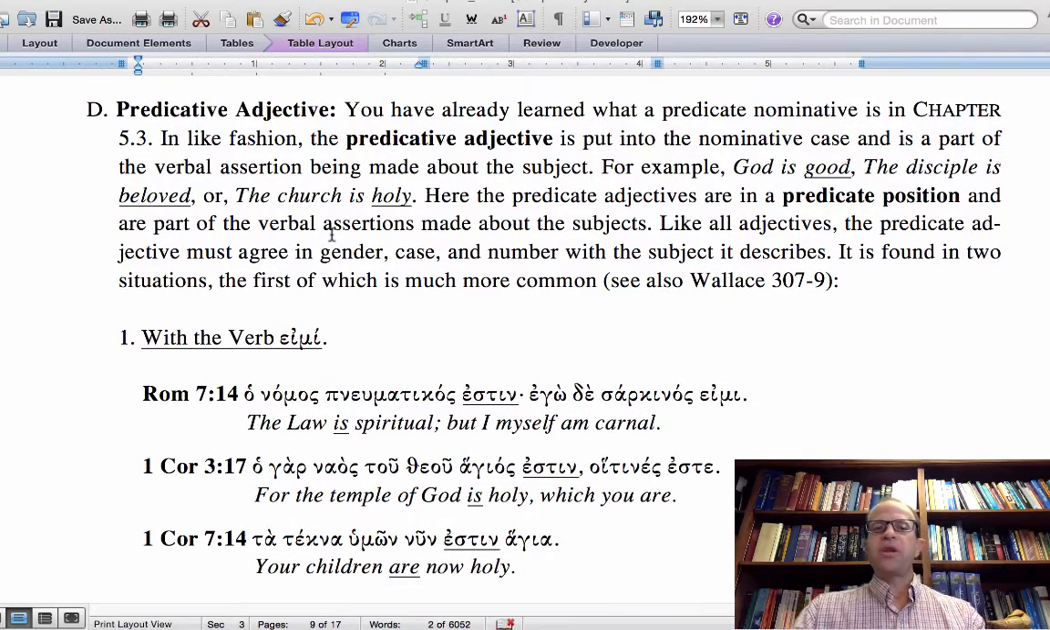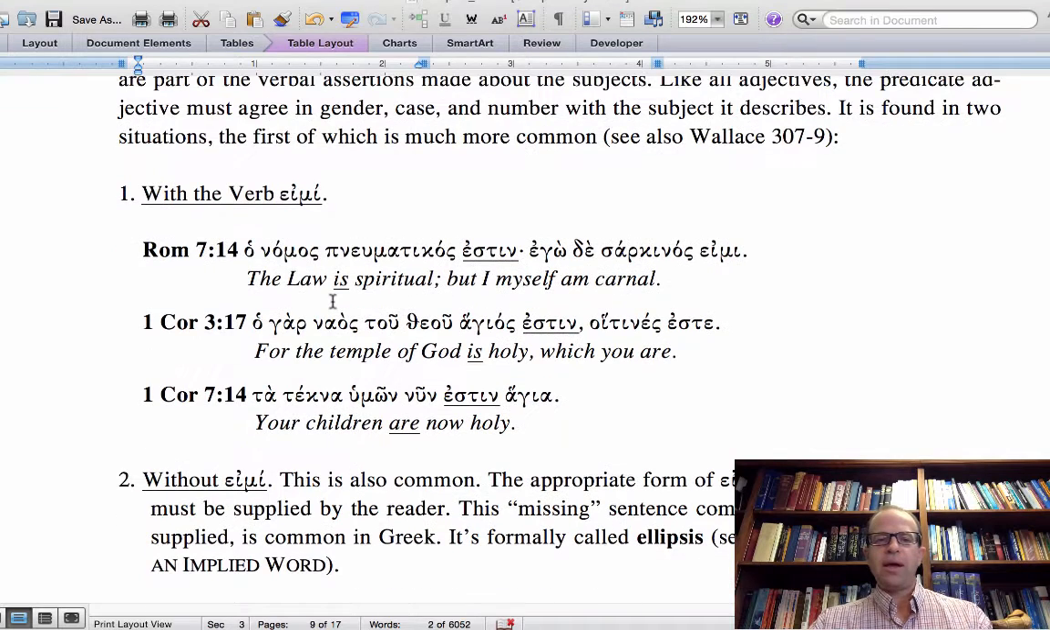One final use of the adjective is called the predicate adjective. In this construction, the adjective forms a predicate, and it may occur with or without the verb eimi. So the law is spiritual. Pneumatikos is a predicate adjective. It becomes part of the predicate affirmed of the subject. So the subject here is nomos, the law. Then you have estin, and the adjective is part of the verbal affirmation. This is called a predicate adjective.